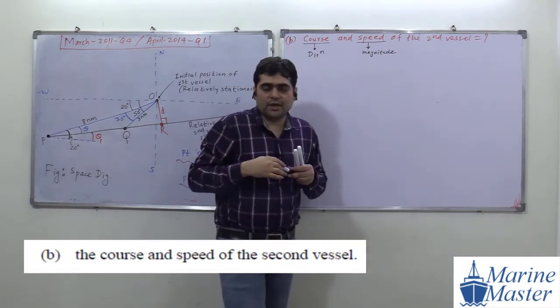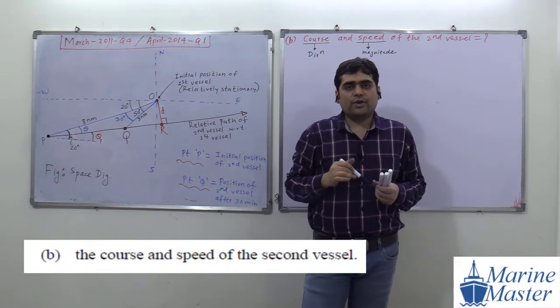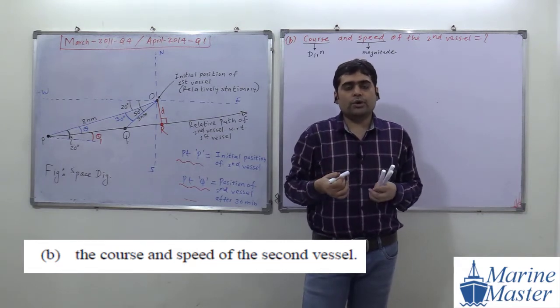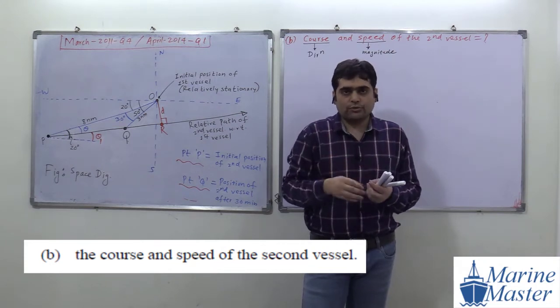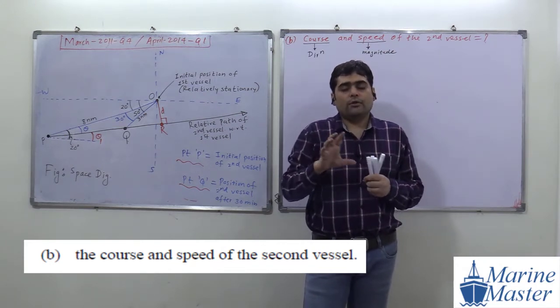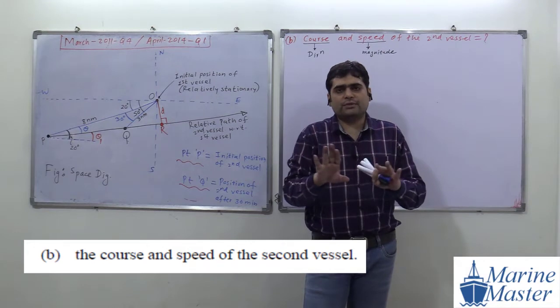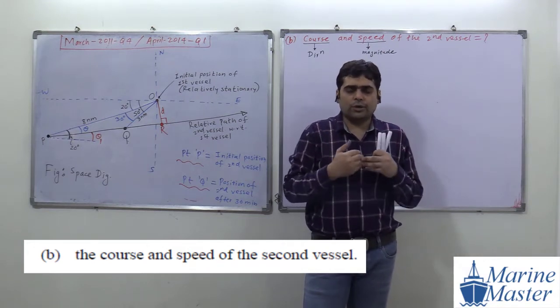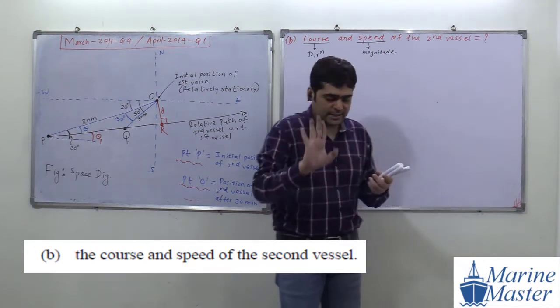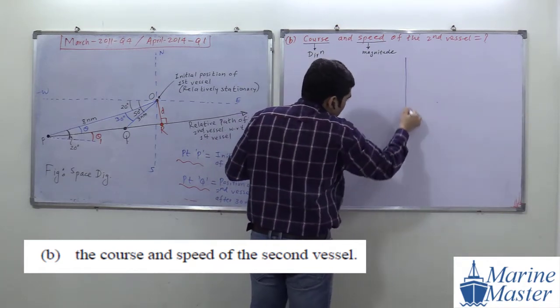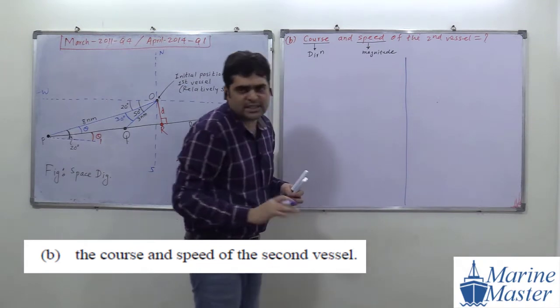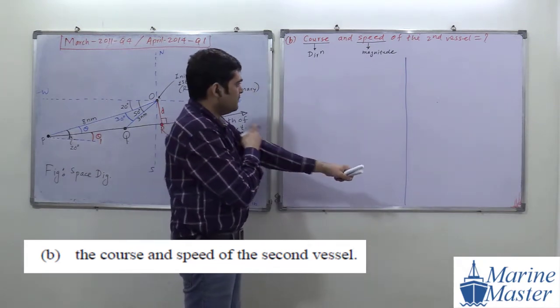Now before going further, what are we going to do? We are going to draw the velocity vector diagram, and we are going to calculate the relative velocity. See the scenario here. First of all, we are going to draw the velocity vector diagram. Simple, the velocity vector diagram.